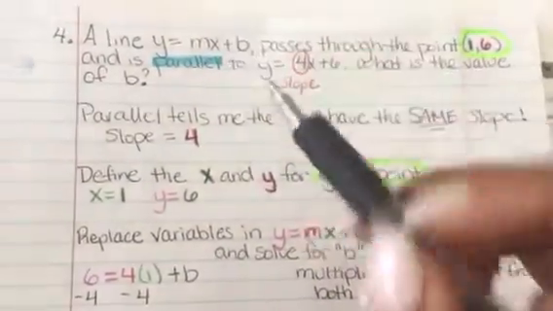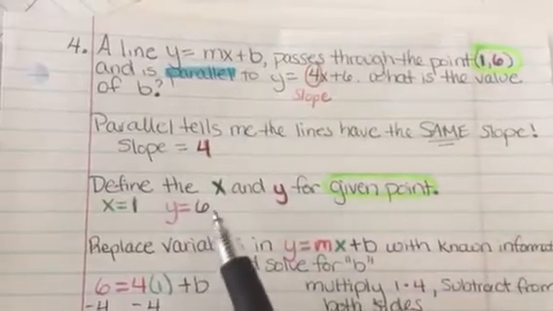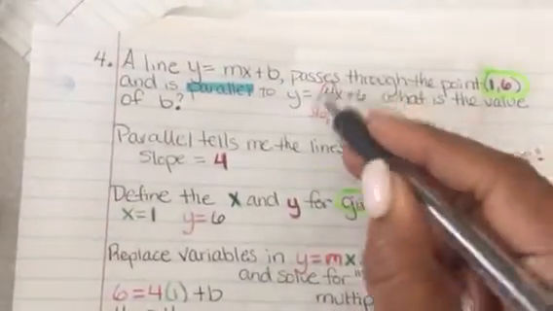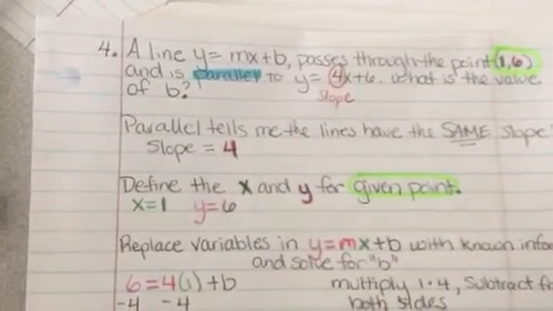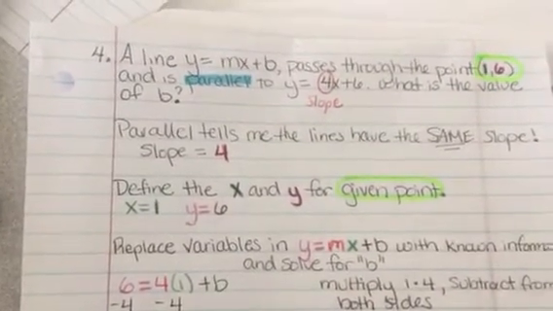So I want to start with what I know, okay? What I know is that parallel tells me the lines have the same slope. So in this case, I've circled it. Our slope is going to be 4. Again, parallel tells us that the lines are going to have the same slope.